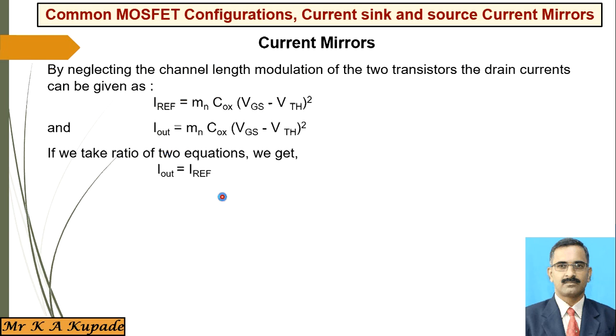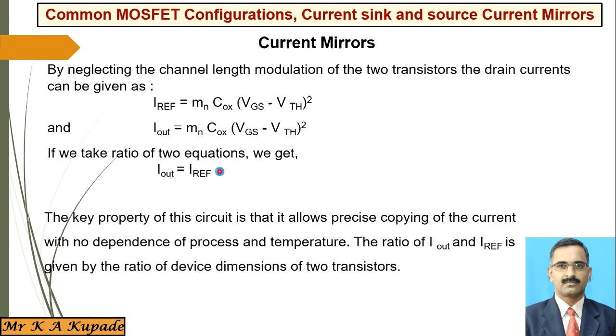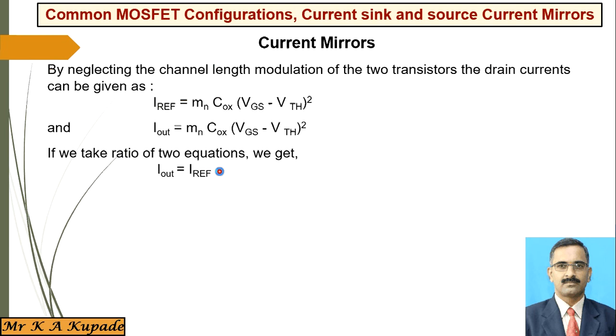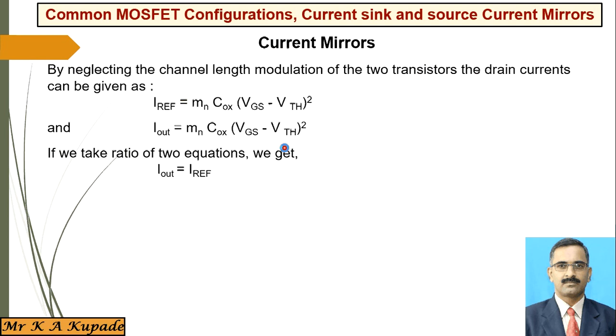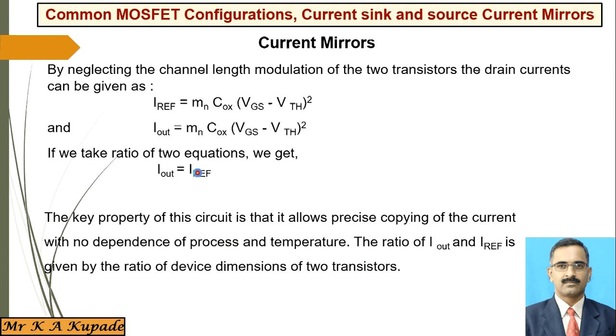That means this ratio is equal, so here we get I out equal to I reference. That is nothing but the current mirror. See in this previous figure, I reference is considered here, and I out for both transistors is obtained from this equation.